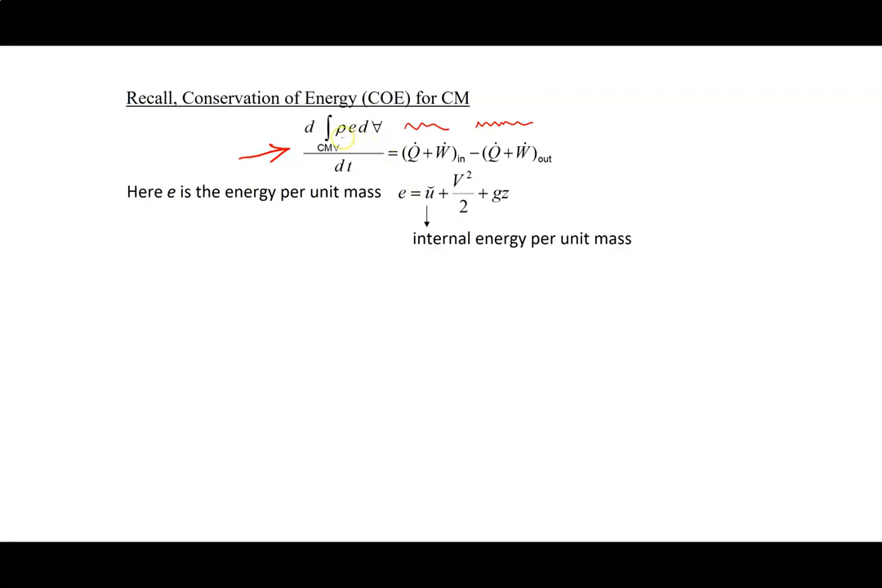And just some technical details over here. Rho is the density, multiplied by dV gives me the mass, and then little e is the energy per unit mass. So if I multiply that by the energy per unit mass, that gives me the energy. So this entire integral becomes the energy. And the energy per unit mass has three pieces to it. It's got the internal energy piece, the kinetic energy piece per unit mass, and the potential energy piece per unit mass, right?